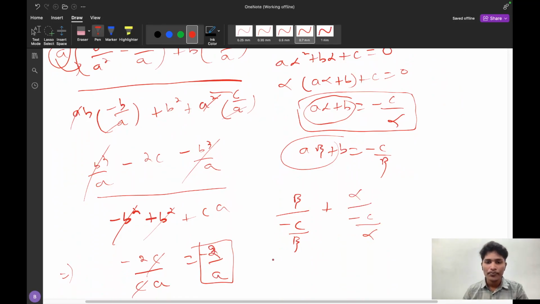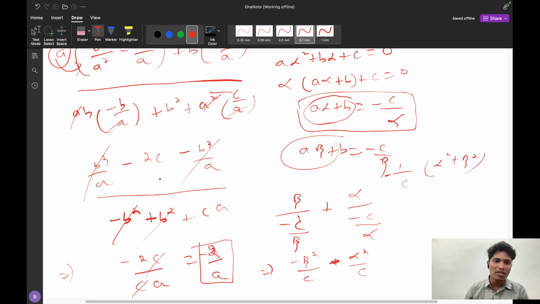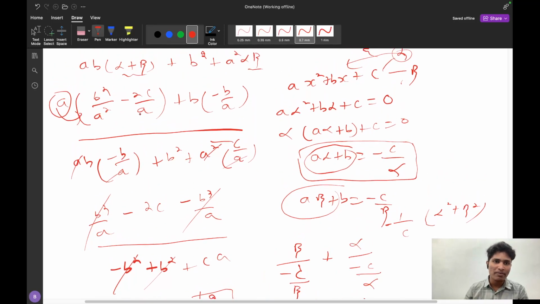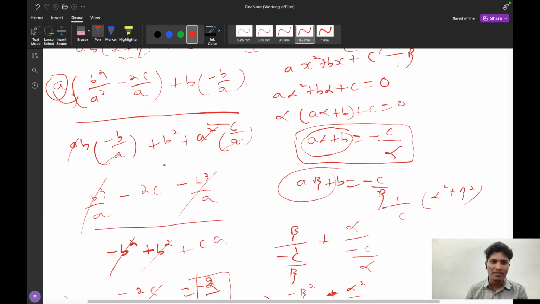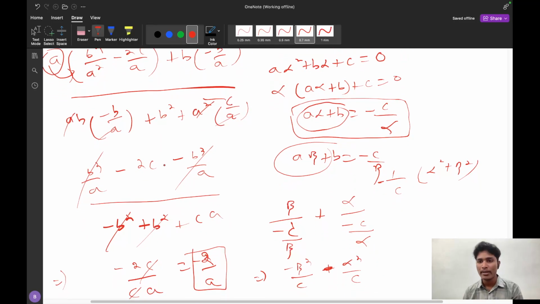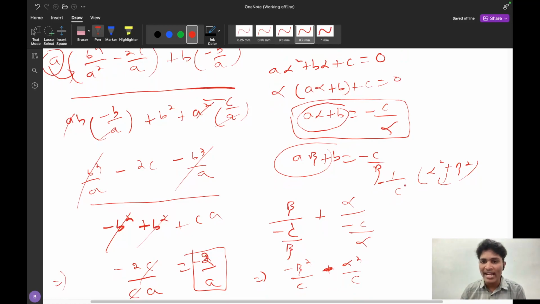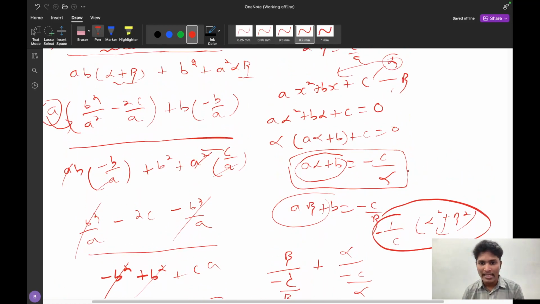Now if I multiply these two up, what will I get? I will get minus beta square divided by c plus alpha square, minus alpha square divided by c. And 1 by c I can take common: minus 1 by c, and alpha square plus beta square. And what is the alpha square plus beta square value? Alpha square plus beta square value is simply b square by a square minus 2c by a. So I can directly get the value here and I can easily find the answer. So like these, you can also easily find shortcuts.